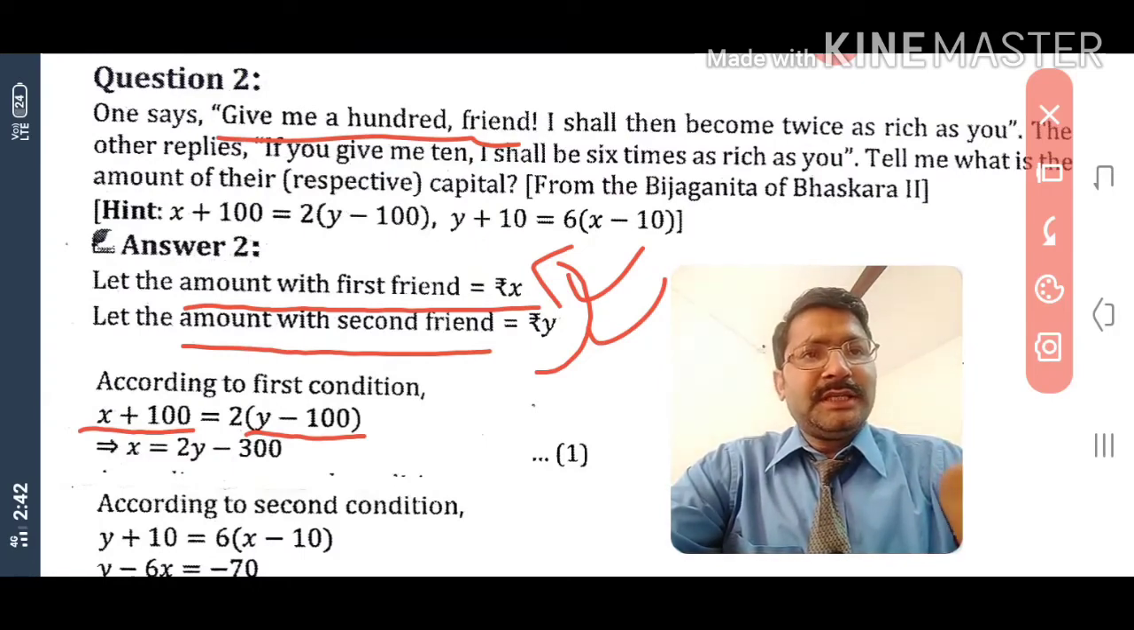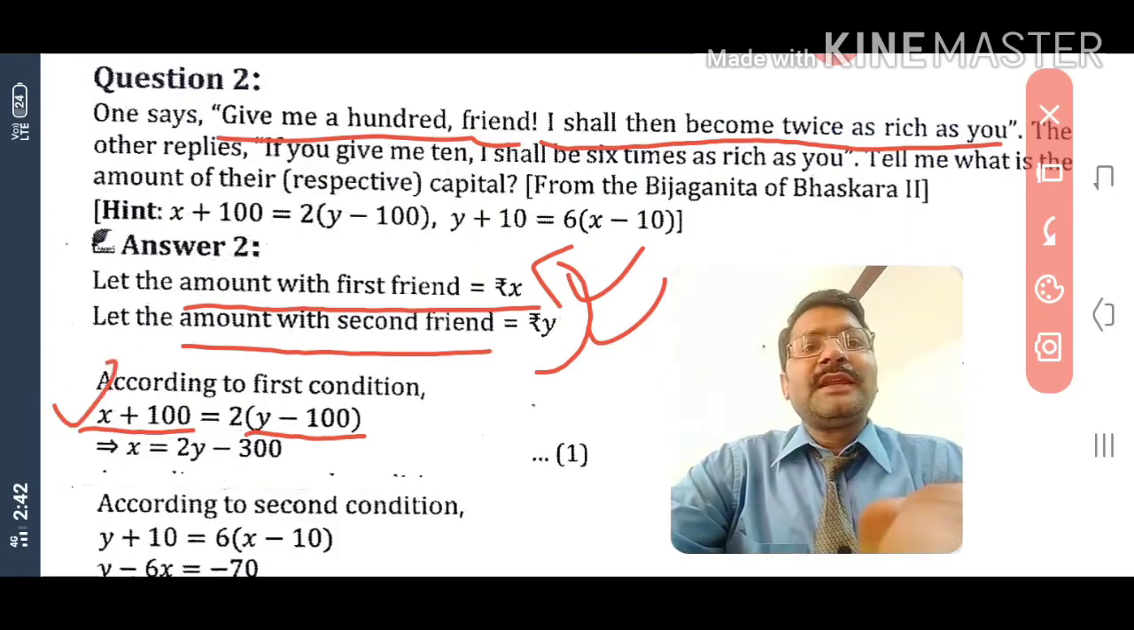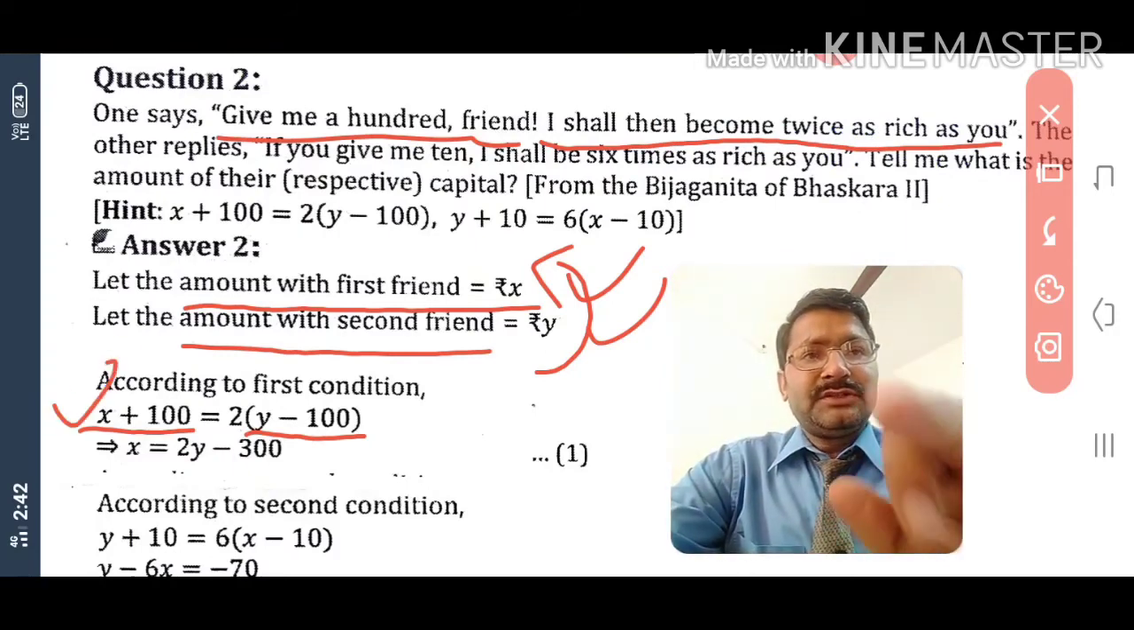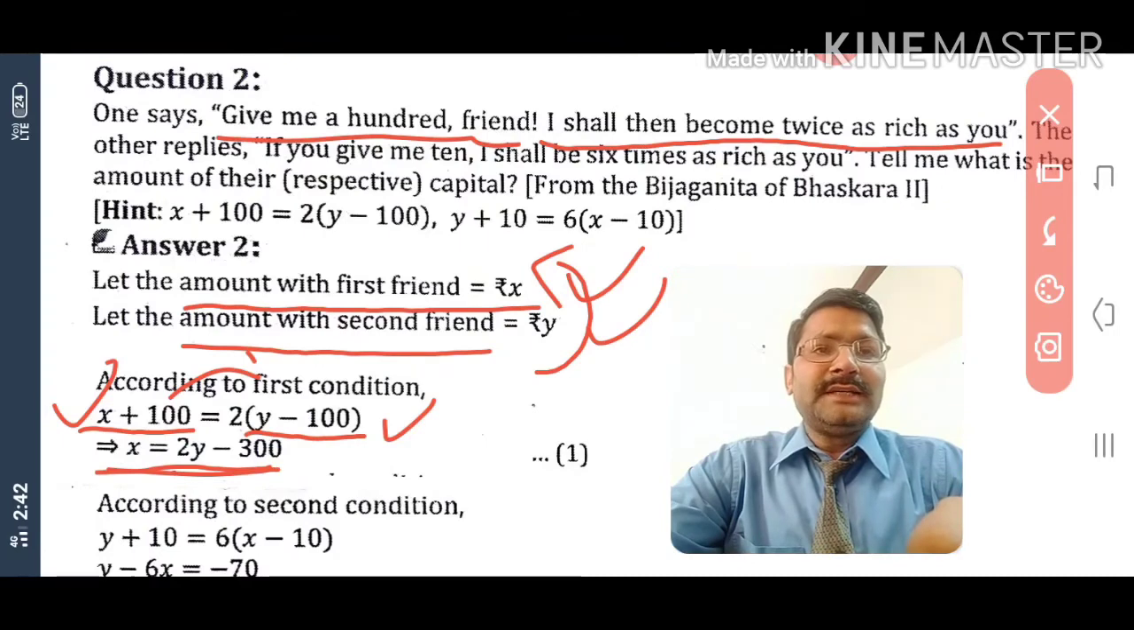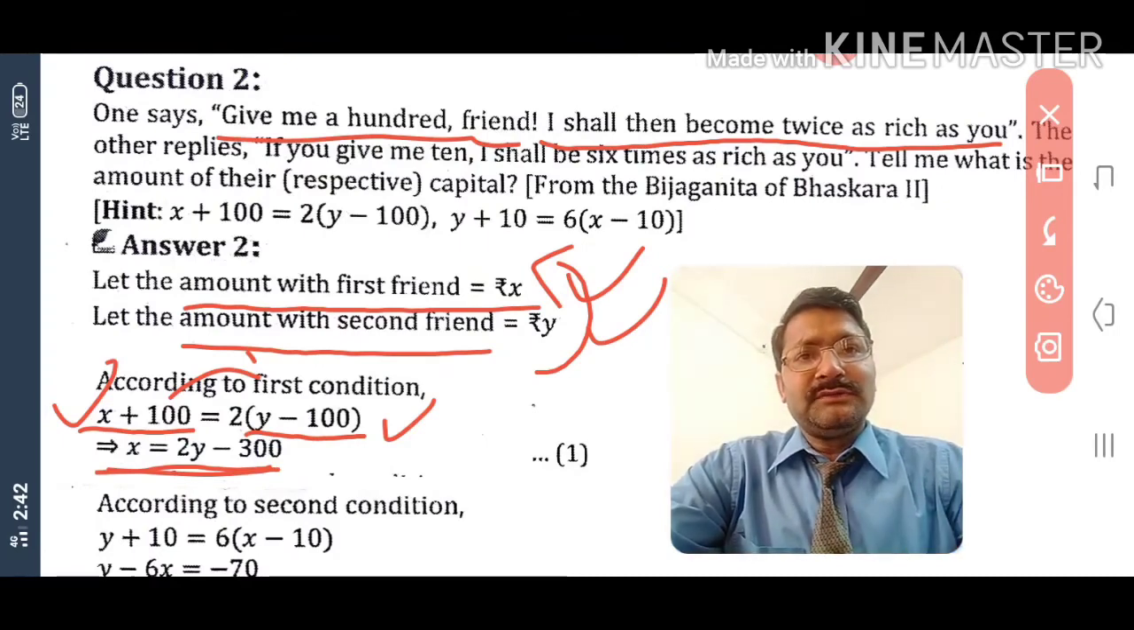Now what does the first friend say to the second friend? I shall then become twice as rich as you. Means x plus 100 is twice y minus 100. Now you open this bracket, 2y minus 200, and you transfer this 100, then you will get x equal to 2y minus 300. This is the equation you will get.